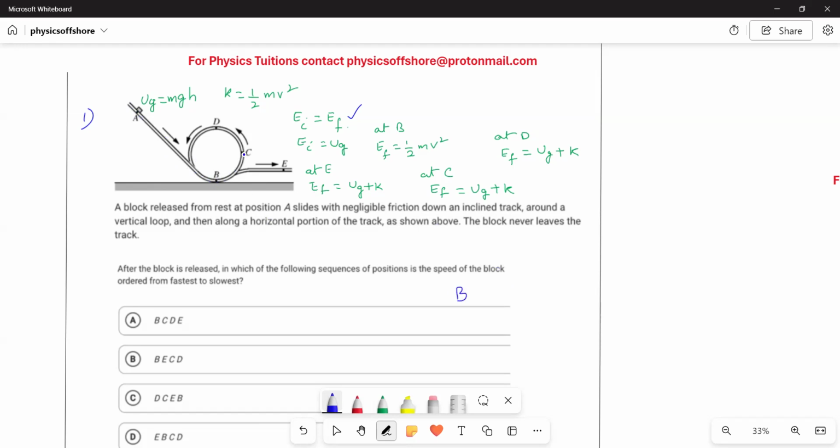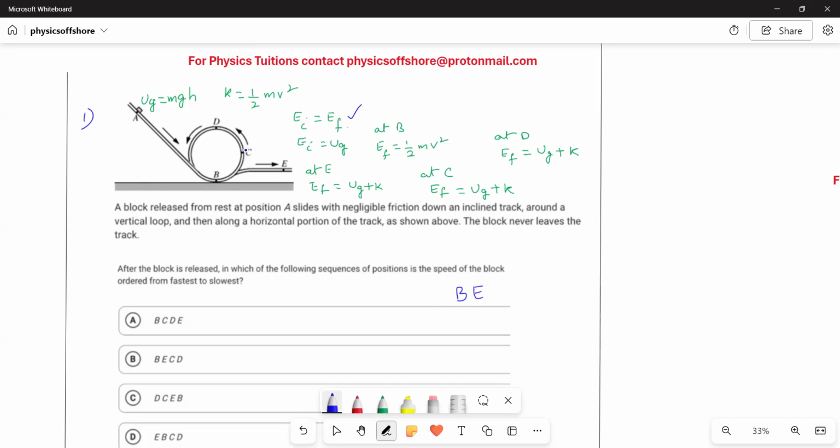Next, what happens? It goes to C. So when it goes to C, in between you are seeing another point E. This point is in between B and C. That means it has both gravitational potential energy and kinetic energy, more of the kinetic energy and less of the gravitational potential energy. Agree? Compared to C, it is at a lower height. Therefore, it has more kinetic energy. So that one we will write.